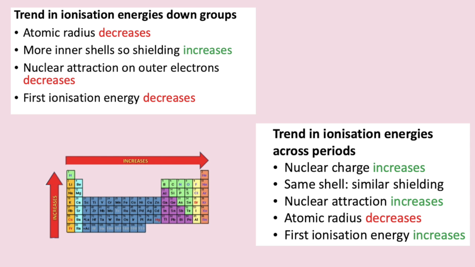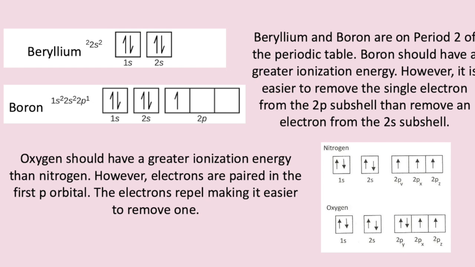Across the period, nuclear charge increases. Each period has the same number of shells, so there is similar shielding. Nuclear attraction increases, atomic radius decreases, so overall the first ionization energy increases. However, as always, there are some exceptions.